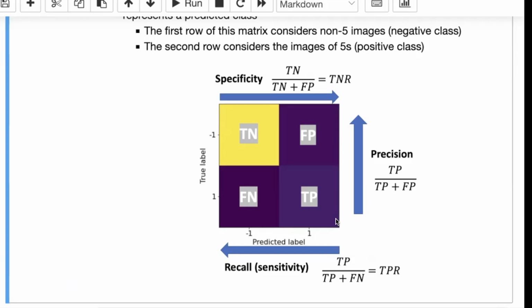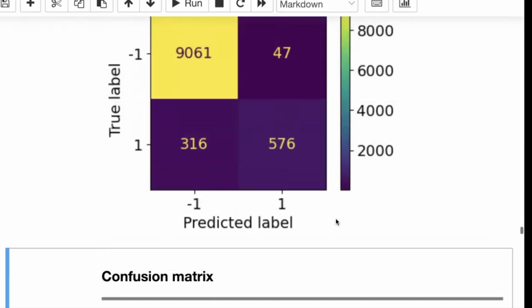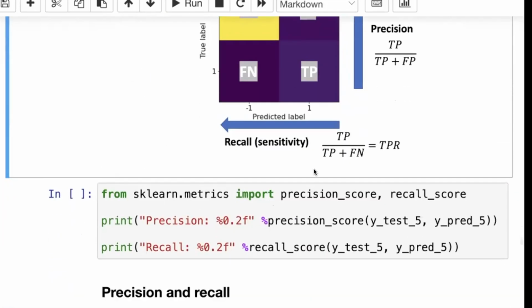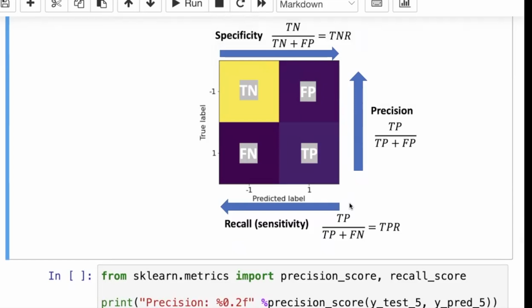And now the question is how we can calculate this. Of course, you can always do this manually, right? So for example, here divide 576 by 576 plus 47, and we'll see that there are built-in methods to do this. But one thing I want to emphasize here is the interpretation of this. So what does precision really measure or show us? It tells us among all the samples that are predicted to be positive, what percentage of them are actually positives, right? Because we're looking at this column.